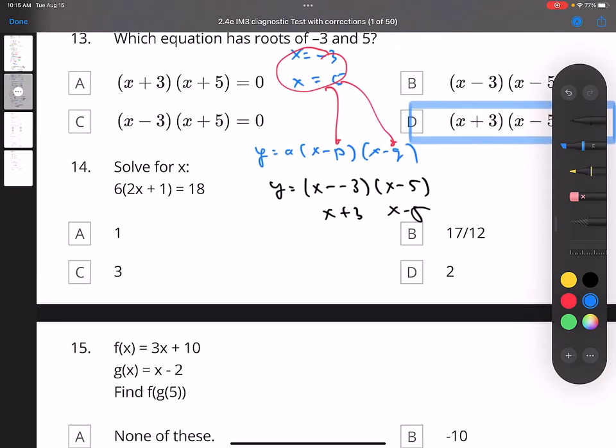Number 14 looks like to be a linear equation. You're just going to solve it. Distribute: 12x plus 6 equals 18, or you could have divided by 6 on both sides, which probably would have been smarter. Subtract 6, divide by 12, x is equal to 1.